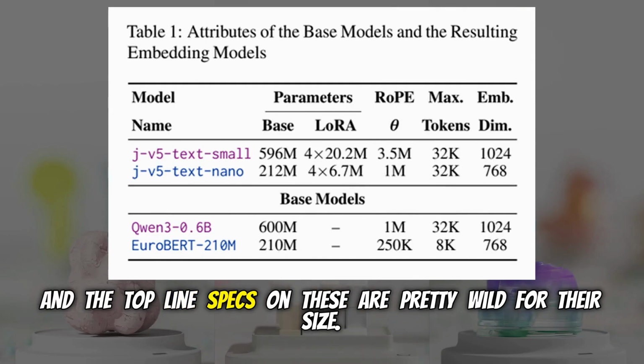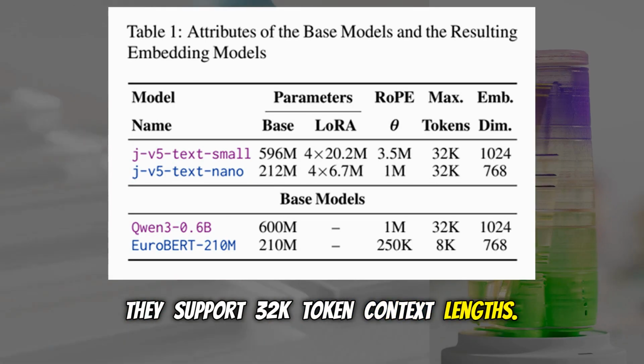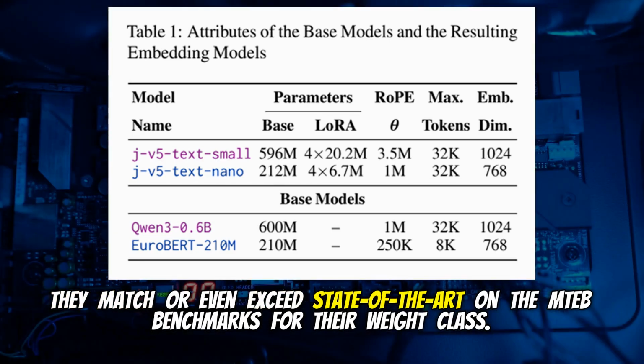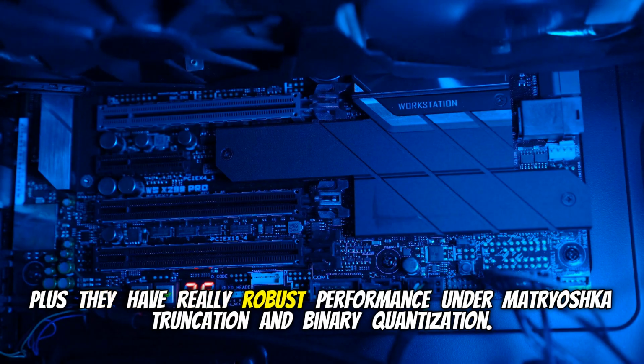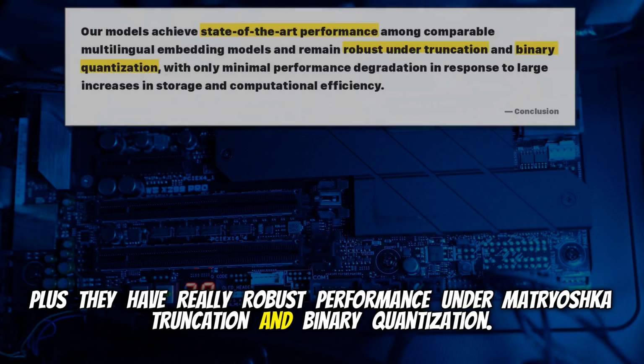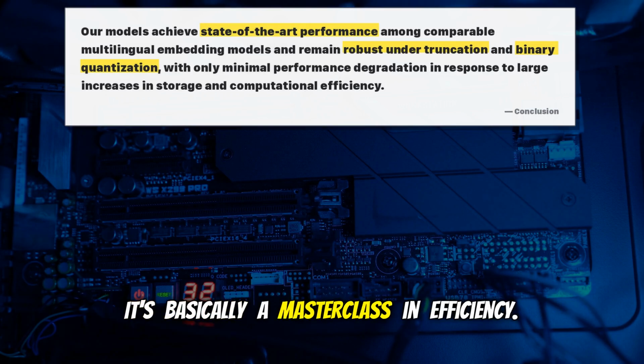And the top-line specs on these are pretty wild for their size. They support 32K token context lengths. They match or even exceed state-of-the-art on the MTEB benchmarks for their weight class. Plus, they have really robust performance under Matryoshka truncation and binary quantization. So let's break down how they actually achieve SOTA performance on such tiny architectures. It's basically a masterclass in efficiency.